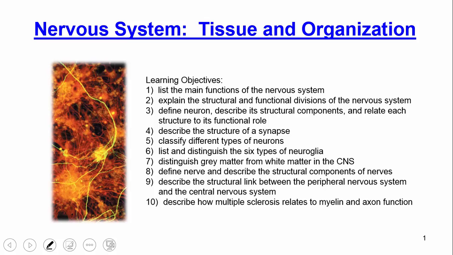In today's lecture, we're going to begin the first of a few multi-part series on the nervous system. Today, we're going to specifically focus on nervous tissue and then organization of that tissue. As always, you want to make sure that you're able to execute these different learning objectives before you proceed to the next lecture. Okay, so let's go ahead and get started here.